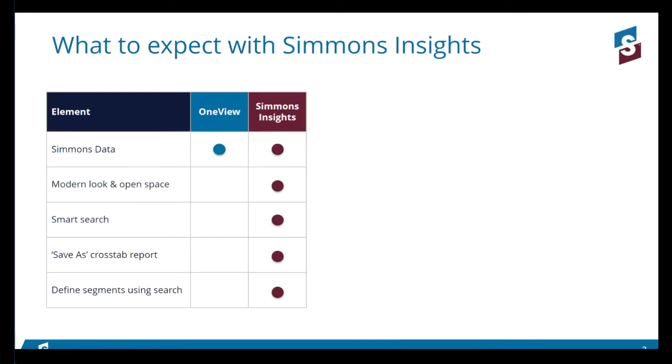So today, we're going to show you our first version of Simmons Insights and walk you through how to use this new tool. So a little preview of what to expect here. We've made both visual and functional improvements. Of course, the Simmons data is still available. That includes our quick reports, which are better and more interactive than they were before. We've modernized the look. We've added a lot more open space for you to see and analyze your data. And I mentioned Smart Search before. It's a flat text-based search that I'll show you in a few minutes exactly how it works.